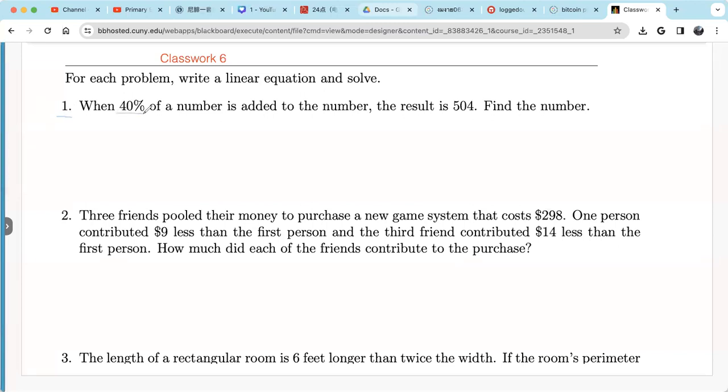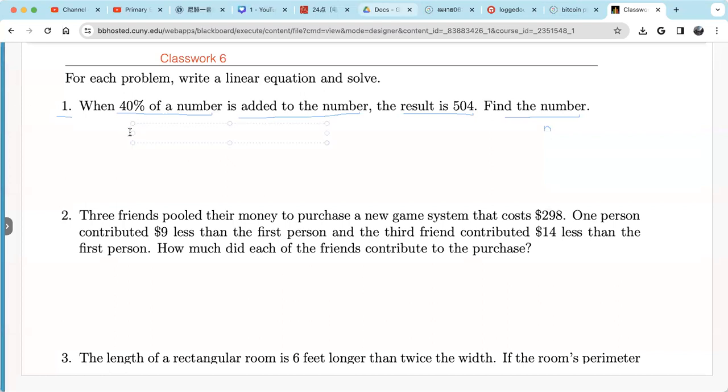When 40% of a number is added to the number, the result is 504. So we see an equation here, right? So let's name the number n. You can call it any variable, right? Because it's a number, so I use the initial n to represent it.